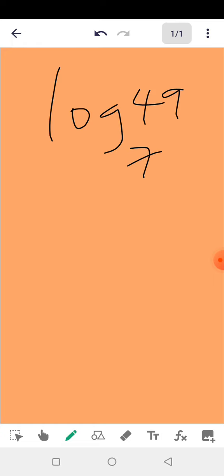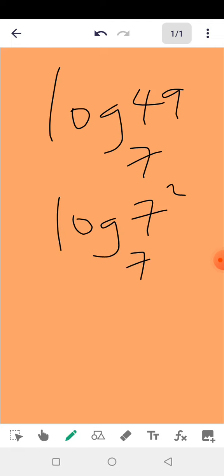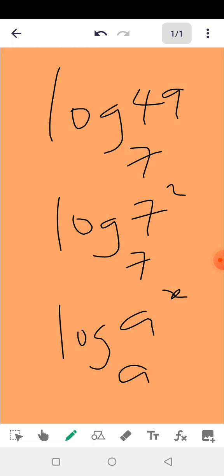If you got 2 as your final answer, I would say you have done a very great job. I believe you must have done something like log 7 squared base 7. And since you now have that kind of log a raised to power x base a thing, you concluded that your final answer is 2, which is very, very correct.